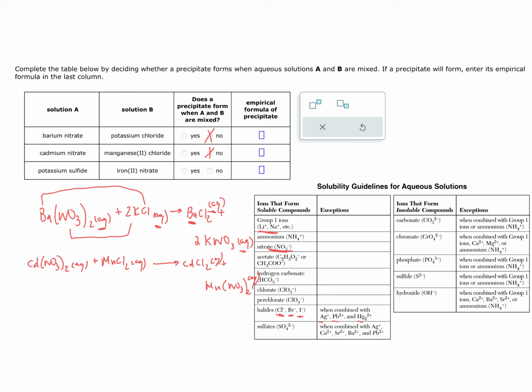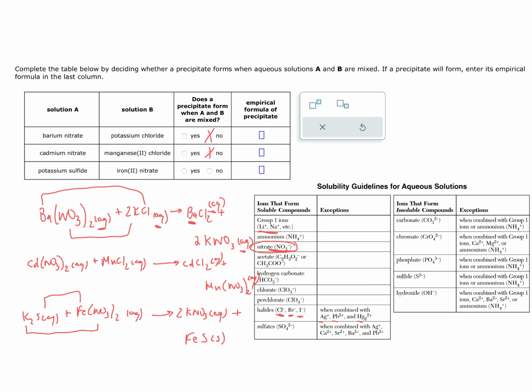In the last case, we have potassium sulfide, K2S, aqueous, and FeNO3, iron 2 nitrate, aqueous. Now, two possible products. Again, we're going to bring the outer together and the inner together. So one possible product would be 2 potassium nitrates, and we know that is aqueous because, again, all nitrates are soluble. However, the other possible product now is iron sulfide.